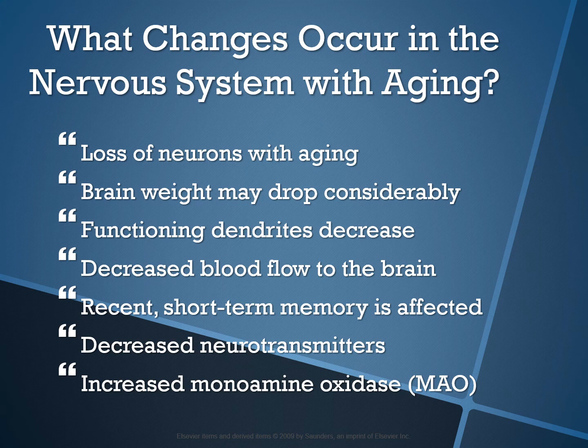Now, the dendrites decrease, which means those little feelers, so the sensation decreases. You get decreased blood flow to the brain. All these things add up to make, what is it saying? Short-term memory is affected, decreased neurotransmission, increased MAOs. In other words, you're just not as sharp as you used to be.